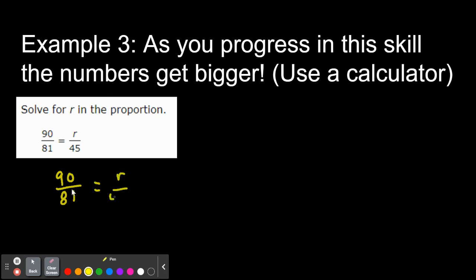So this time it's nice that the variable is in the numerator. So now all we're going to do is multiply by that denominator. How do we undo 45? R divided by 45? We multiply by 45.